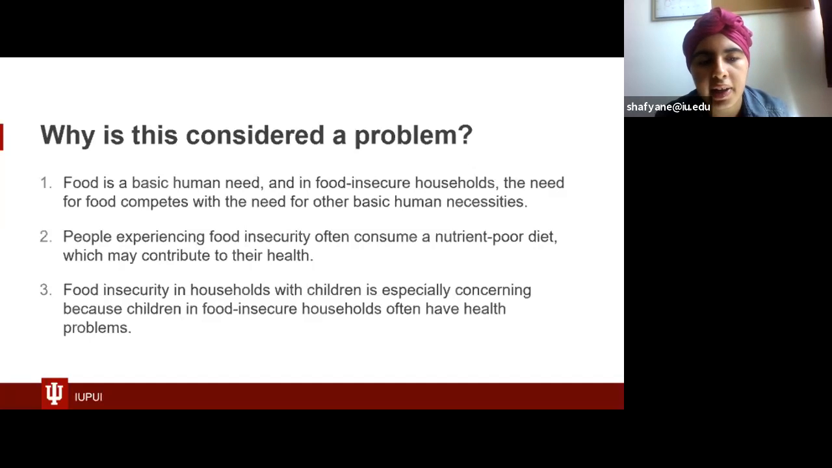Food insecurity in households with children is especially concerning because children in food insecure households usually happen to have diminished physical and mental health, longer recoveries, higher hospitalization rates, a greater incidence of developmental and educational delays compared to their peers in food secure households.